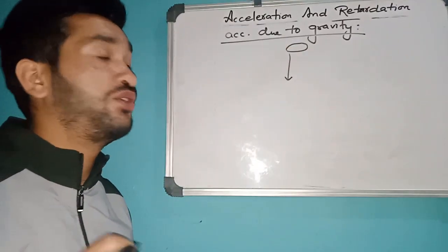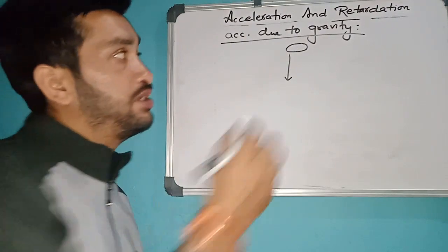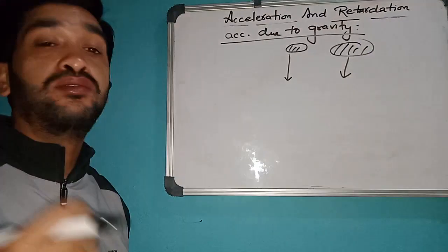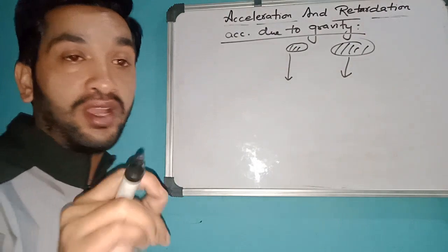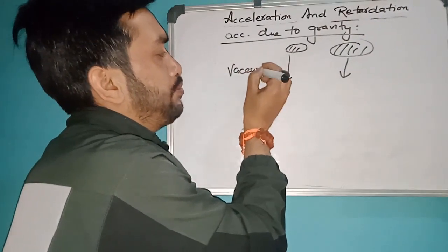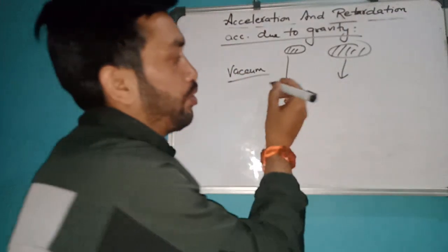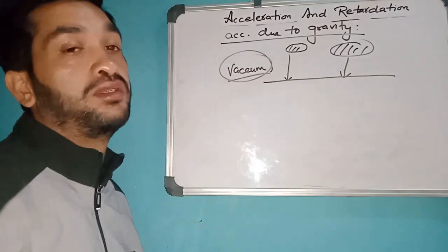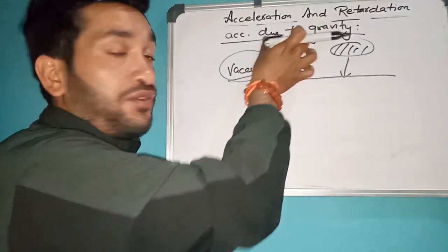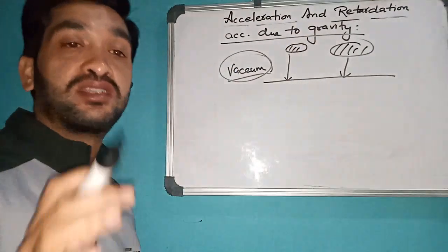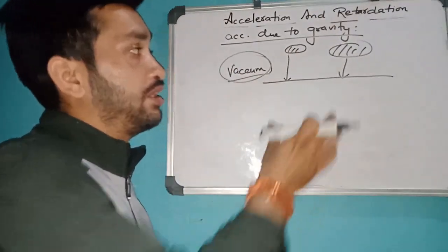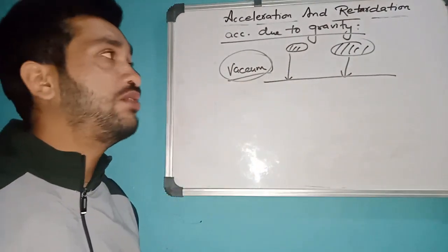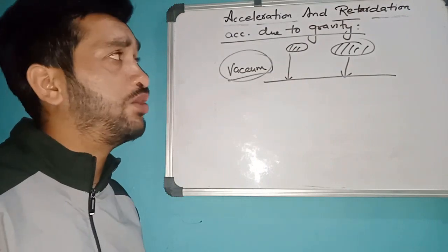And remember that acceleration due to gravity does not depend on mass. Suppose this is mass number 1 and this is mass number 2. When you allow them to have a free fall under gravity in a vacuum, what will happen? These two bodies are going to reach the surface at the same time because they are in a vacuum. This proves that acceleration due to gravity does not depend on mass. In a vacuum also acceleration due to gravity will work, but since it is a vacuum, that body won't feel that mass. So it is not at all dependent on mass.